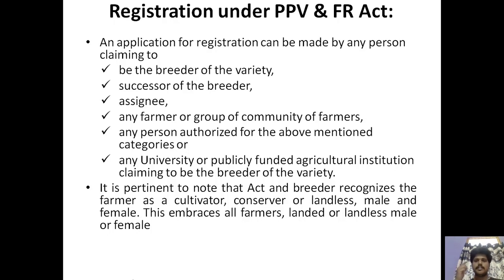An application for registration can be made by any person claiming to be a breeder of that variety, a successor of the breeder, an assignee, any farmer or group or community of farmers, any person authorized for the above mentioned categories, or any university or publicly funded agricultural institution claiming to be the breeder of that variety. It is pertinent to note that the Act recognizes a farmer as a cultivator, conserver, landed or landless, male or female. This embraces all the farmers.